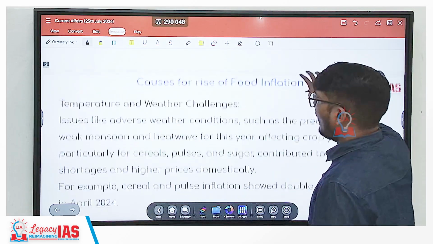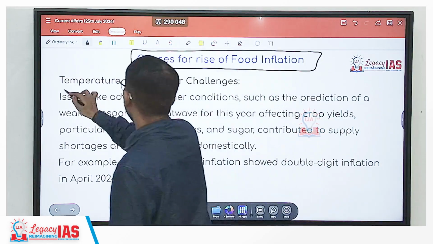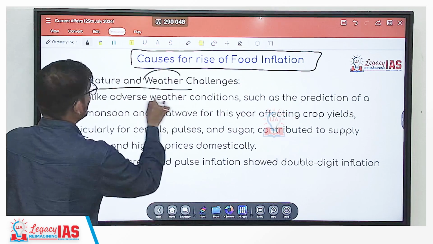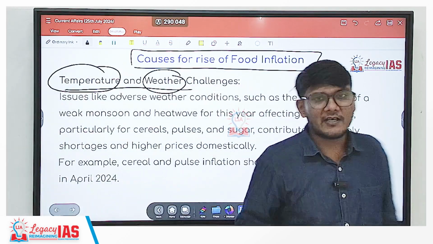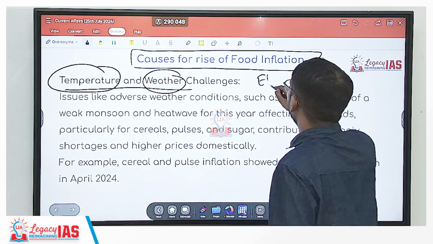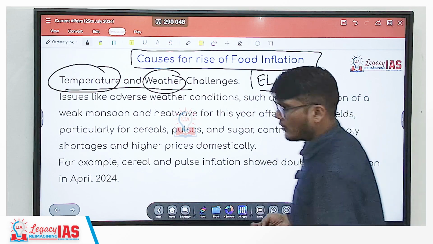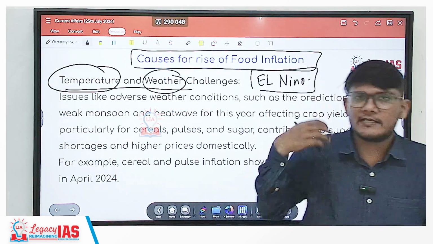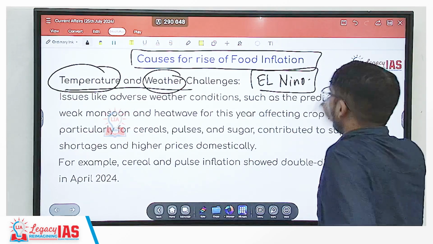Now, what are the causes for the rise of food inflation? The very first is temperature and weather challenges, which includes temperature also. This year or previous year has been an El Nino year, so weather issues are there, rainfall issues are there, almost 50% of agricultural area is still rain fed. So all these issues have led to a decline in production.